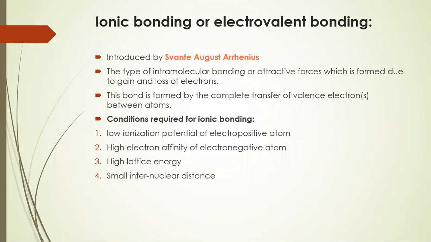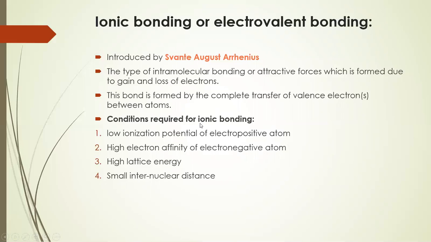Now we are discussing the most important type of intramolecular bonding or attractive forces, which is ionic bonding, also called electrovalent bonding, introduced by Svante August Arrhenius. This is the type of intramolecular bonding which is formed due to the gain or loss of electrons. Gain and loss of electrons can, in other terms, be called the complete transfer of electrons. Here I am discussing the necessary conditions required for ionic bonding. Number one is the low ionization potential of the electropositive atom.